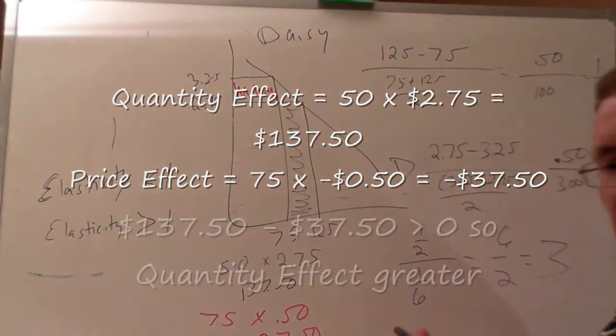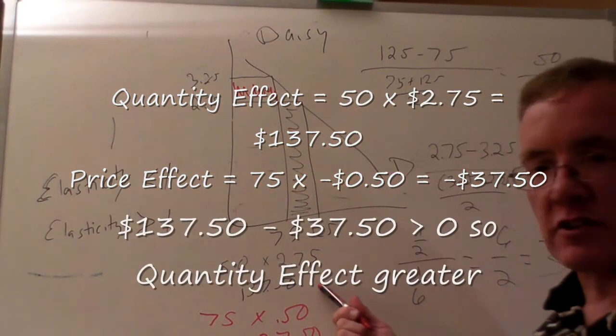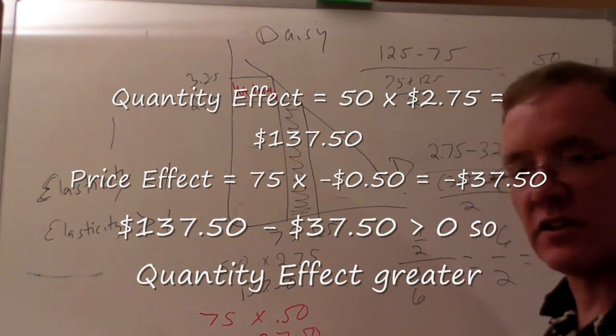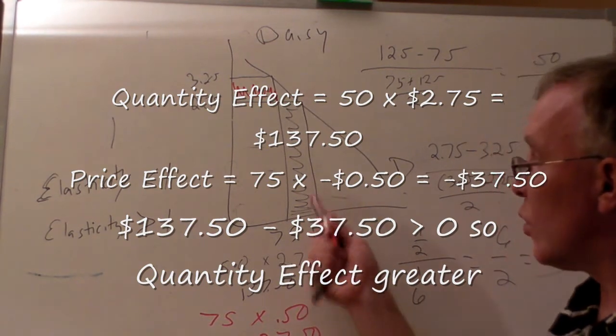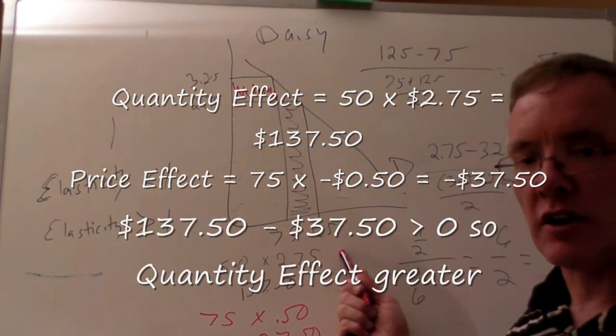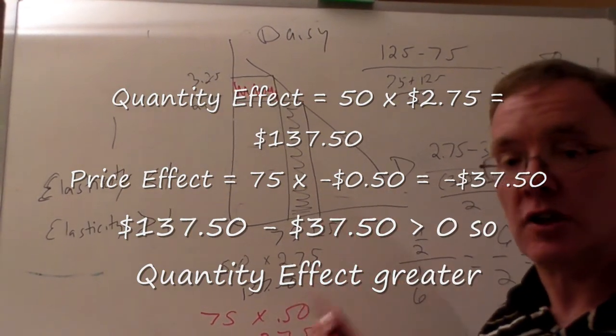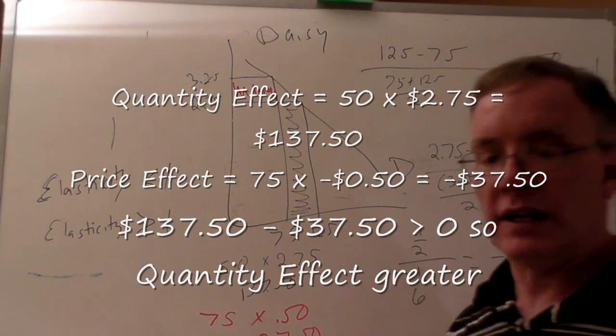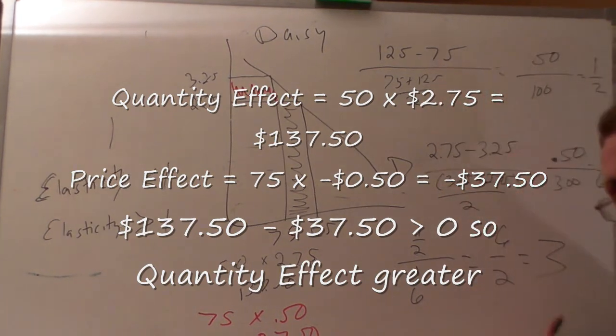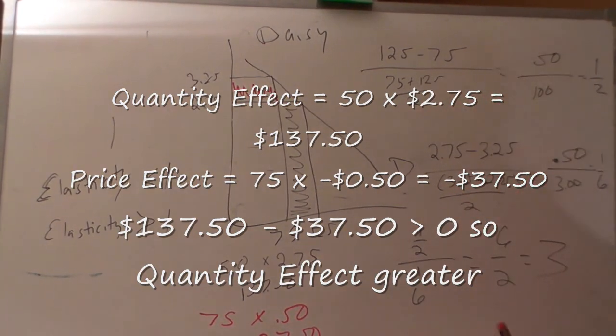Well, it's probably pretty obvious that $137.50 is a bigger number than $37.50. So the quantity effect was stronger than the price effect, which is exactly what should happen if the elasticity is greater than 1. And as I said, 3 is greater than 1.